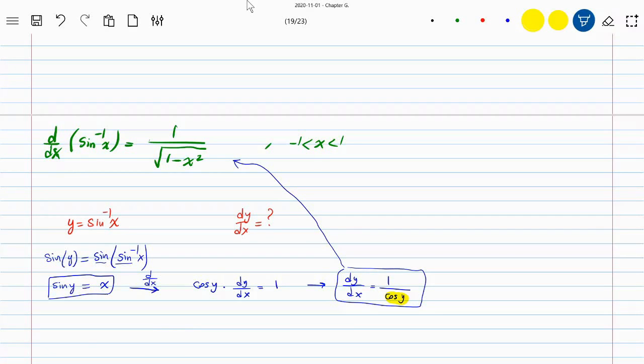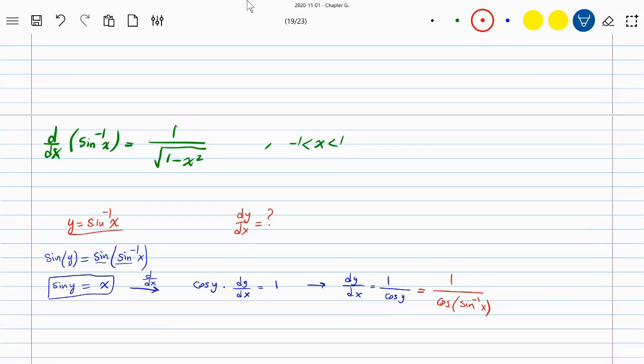The cosine is okay as long as it doesn't involve y. So how do we get rid of that y? Let's go back to what we knew. We know this is the same as 1 divided by cosine. Instead of y, we can replace y with sine inverse of x. And now, this is the derivative: 1 divided by cosine of sine inverse of x. And it's a function of x.